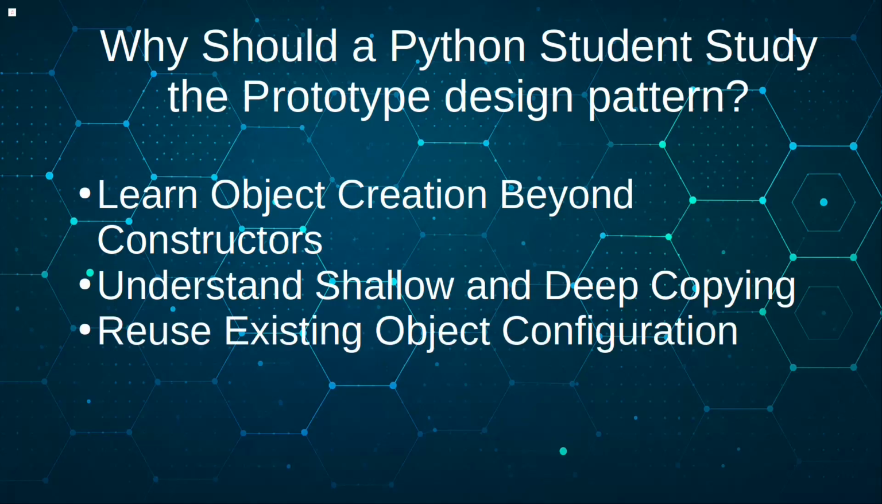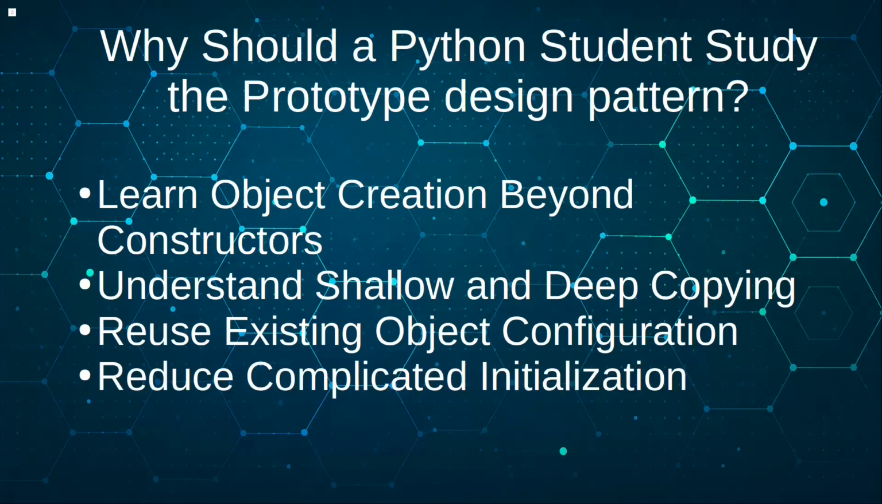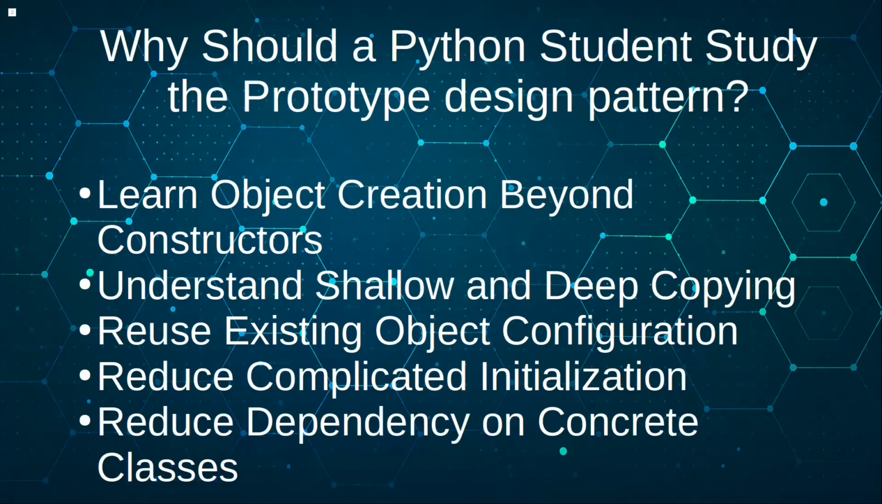Reuse existing object configuration. A configured object can serve as a template for creating additional objects with similar state. Reduce complicated initialization. Cloning can avoid repeatedly performing complex setup when an appropriate object already exists. Reduce dependency on concrete classes. Client code can request a clone without needing to know exactly how a particular concrete object is constructed.